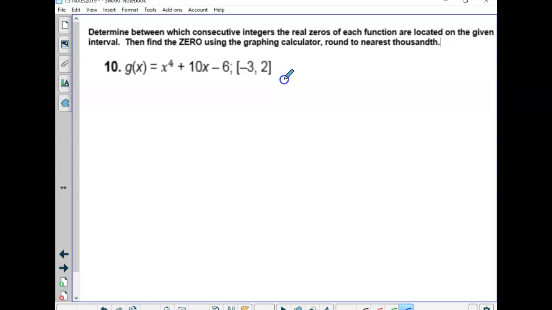Yes? Do we need to do another one on the calculator? Finding the zeros? There should be up to 4, right? Could be up to 4.